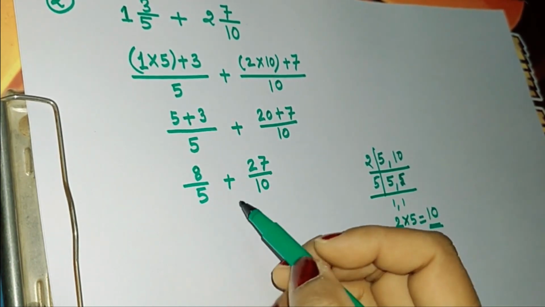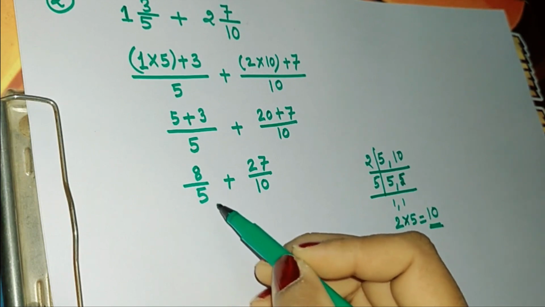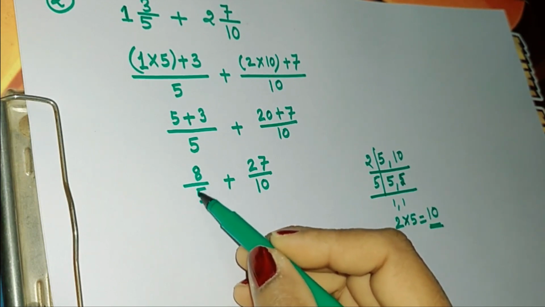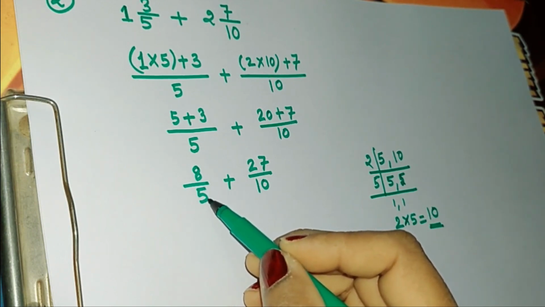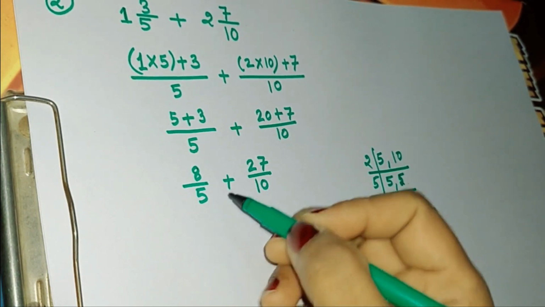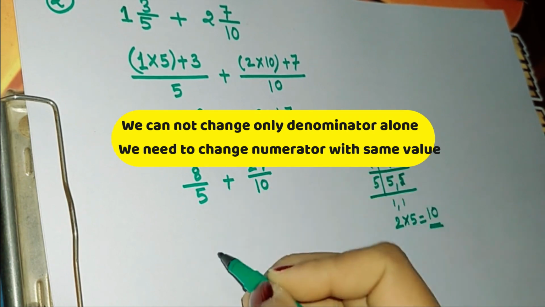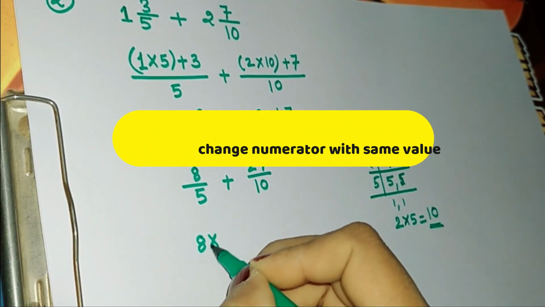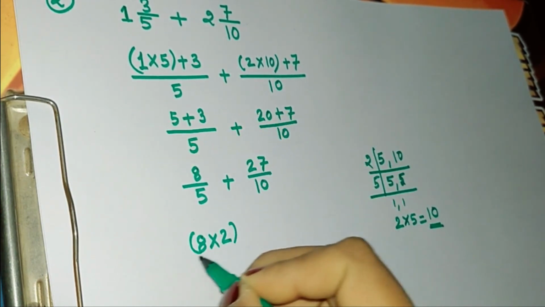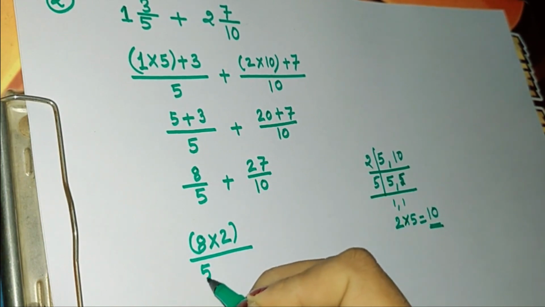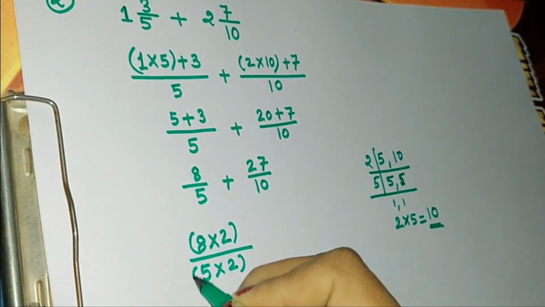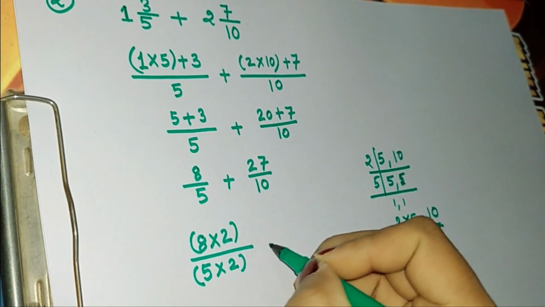So what we need to do, we will try to make this 5 as 10. We can make this 5 as 10 when we multiply this 5 by 2. So we can multiply by 2 in numerator as well as in denominator. So we will write 8 cross 2 here and we will multiply by 2 here. So we will write 5 cross 2.